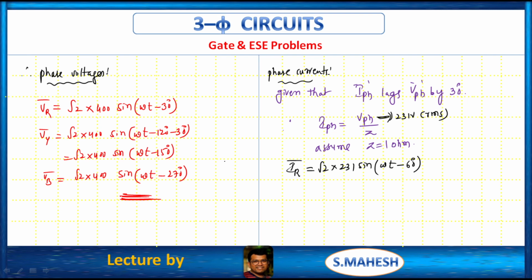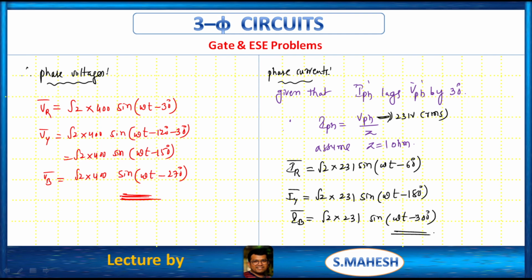Okay. Next, IY is equal to what? Root 2 into 231 sin omega t, we have minus 150 minus 30, that is minus 180. IB is root 2 into 231 sin omega t minus 300. That's it. So we have represented all voltages, phase voltages, line voltages, and phase currents, line currents in instantaneous forms, right? This is about the problem.